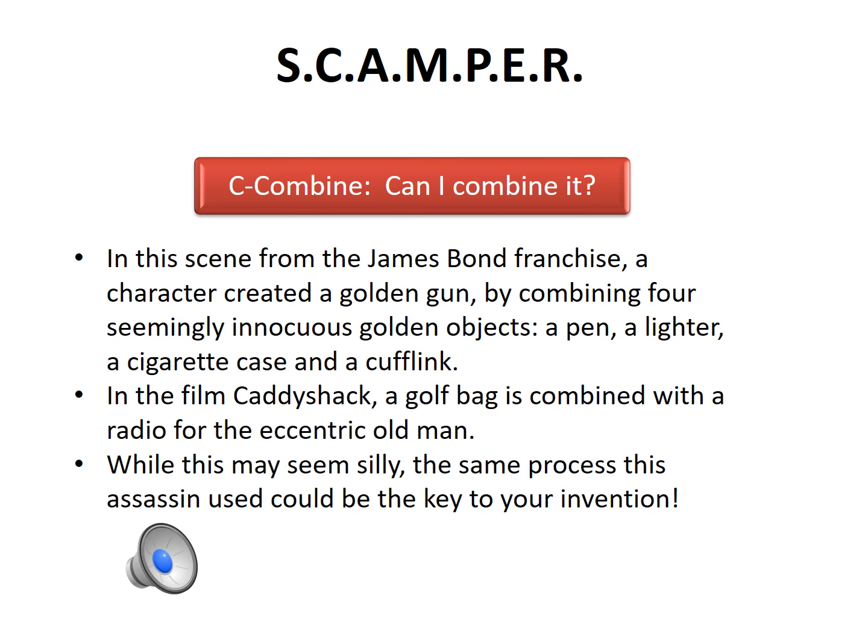In the scene from the James Bond franchise, a character created a golden gun by combining 4 seemingly innocuous golden objects: a pen, a lighter, a cigarette case, and a cufflink. And in the film Caddyshack, a golf bag is combined with a radio for the eccentric old man. While these examples may seem silly, this same process the assassin used could be the key to your invention.